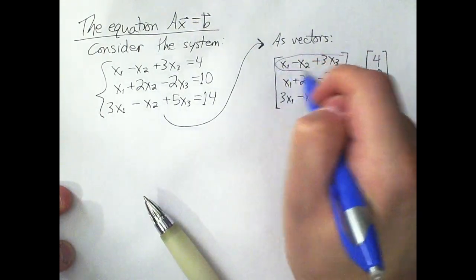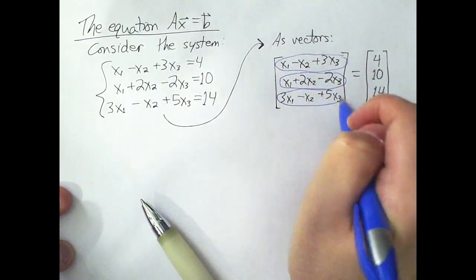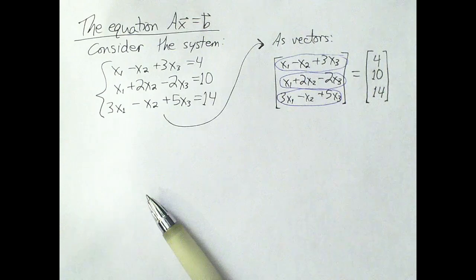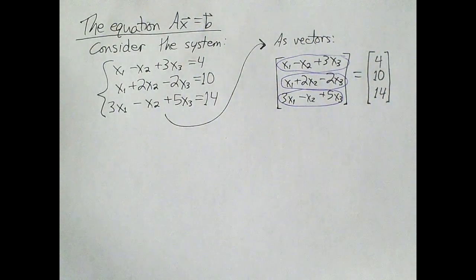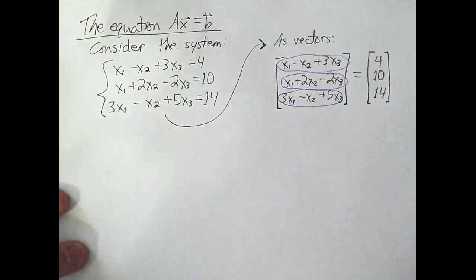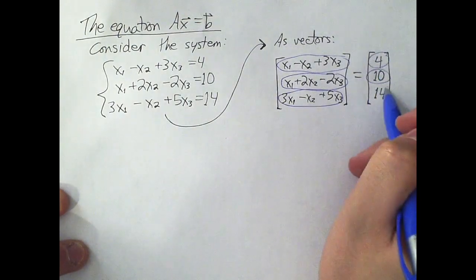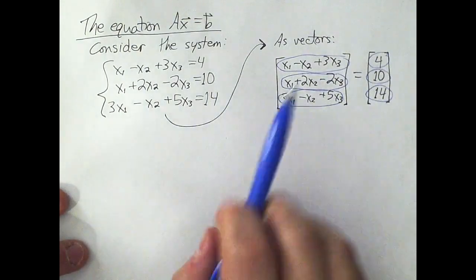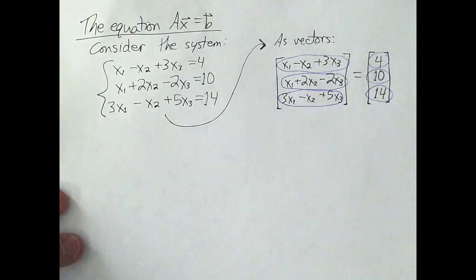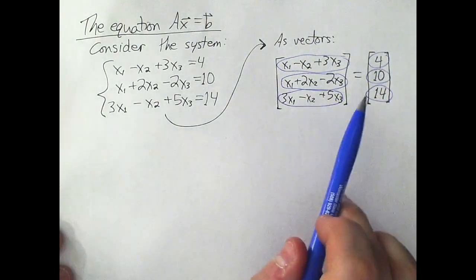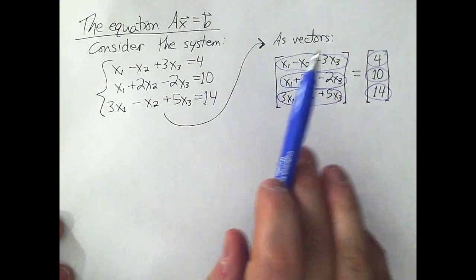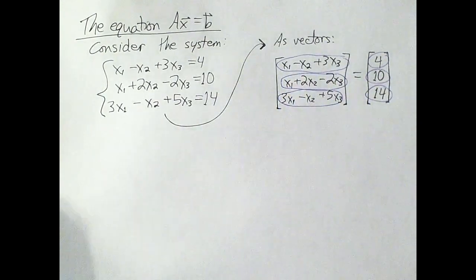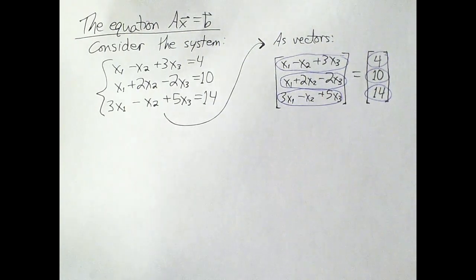There are 3 things in this vector. That's it. It's not like a 3 by 3 matrix or anything like that. It's a 3 by 1 matrix. There's 1 column. The right-hand side is also a 3 by 1 matrix. There's 1 column. And when I write it this way, notice that I only need 1 equal sign, because I'm saying this vector is equal to this vector. Okay, so far?